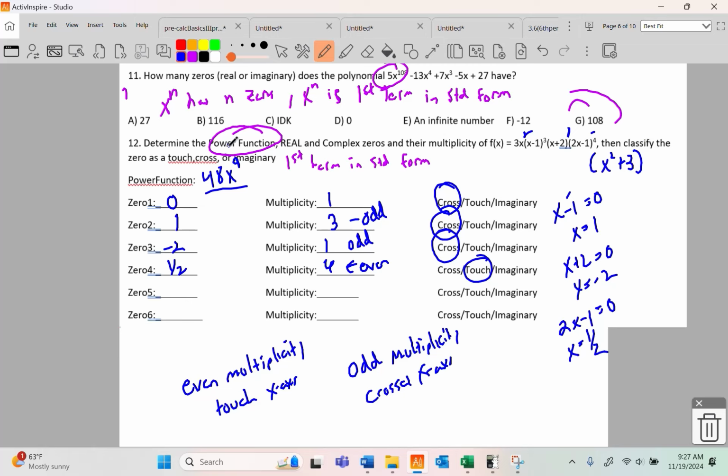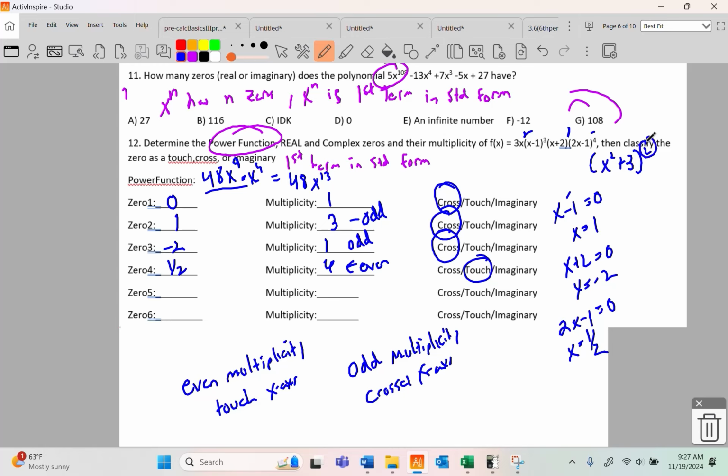All right, now we need to add in another factor here, which would change my power function, wouldn't it? Okay, so I'm adding in x squared plus 3. That's going to add in an x to the fourth, which is 48 x to the 13th. Now I need this here because your test talks about the imaginary, so it needs to be added in.